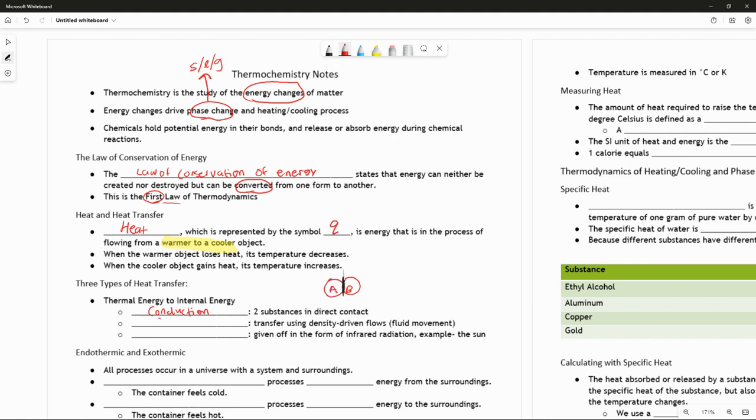Now, the second type is convection. This is transfer using density-driven flows, fluid movement. One example can be water. Water, H2O, goes from a liquid state to a gas state as steam. So that's fluid movement. The third type is radiation. This is given off in the form of infrared radiation, like the sun. Our sun gives off heat, and this heat is delivered to us using radiation.